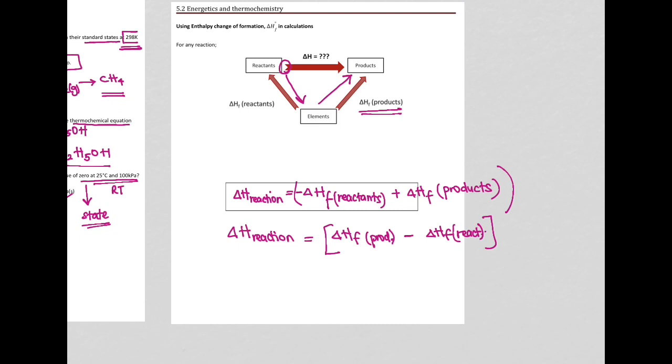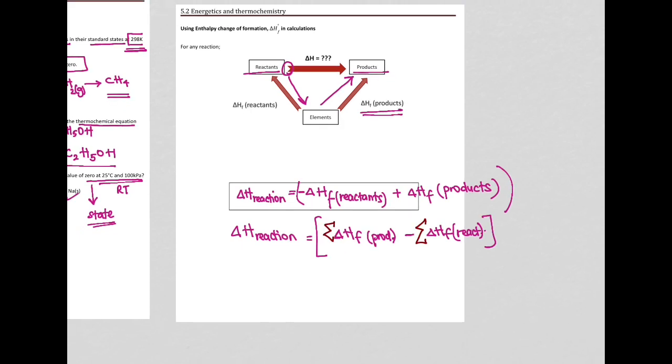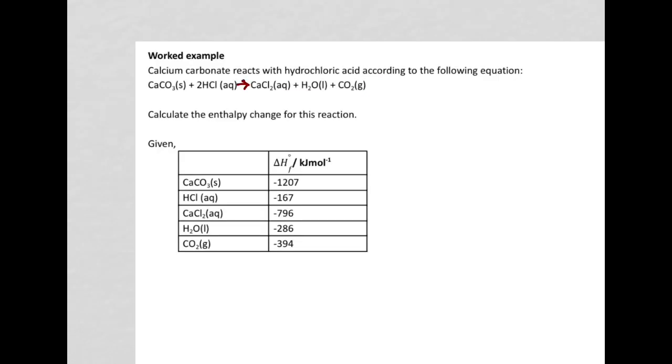But you have to be careful. In these reactions, you will not just have one reactant, you will not just have one product, you can have 1, 2, 3 reactants, you can have 1, 2, 3 products. So in this case, it's going to be a sum of the enthalpy of formation of products minus a sum of enthalpy of formation of reactants. So we'll include sum in the equation like this. So let's see how we apply this.